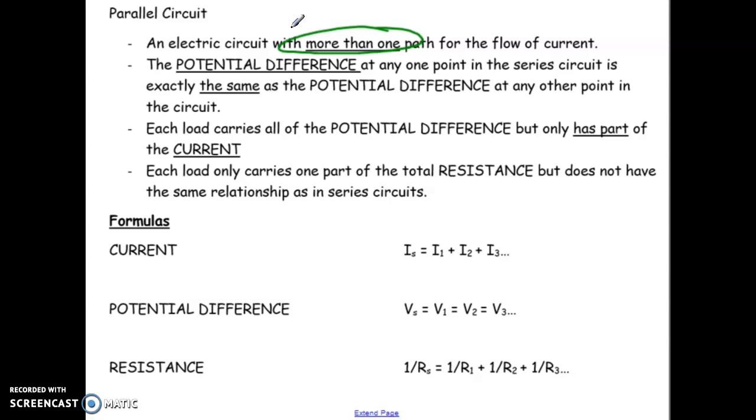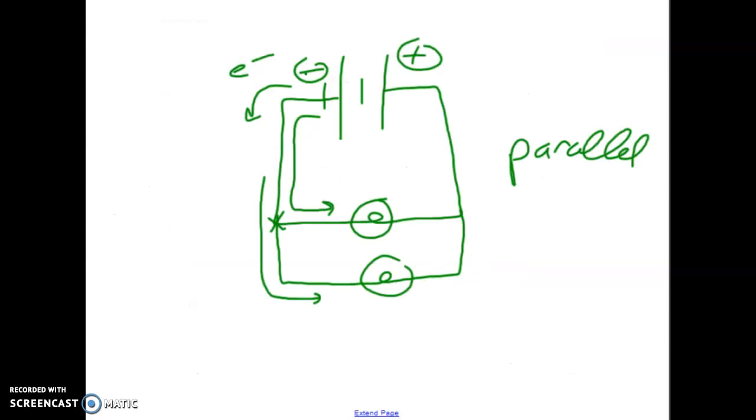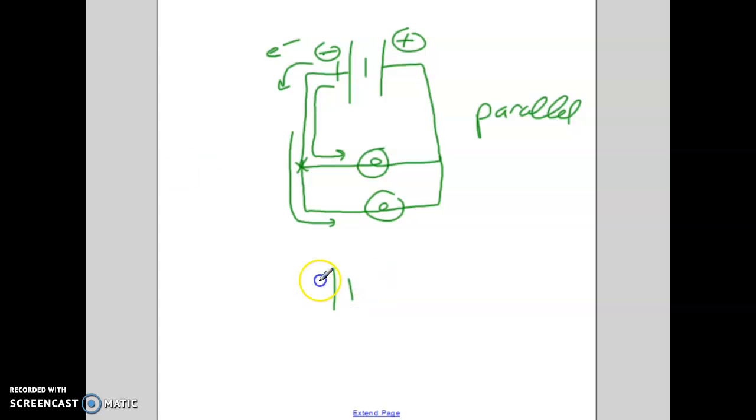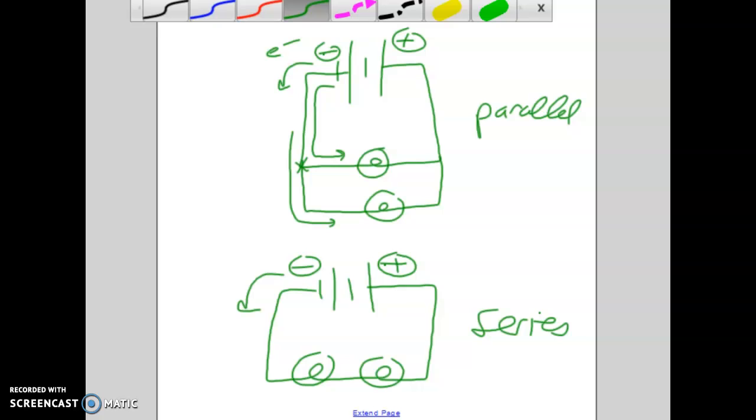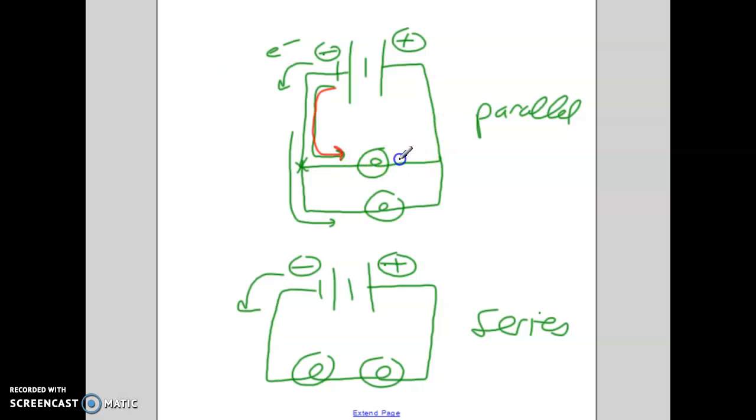So the relationships between current, potential difference, and resistance are going to be different because we have a different type of circuit here. Let's look at current first. Current is actually additive in this particular type of circuit. This should kind of make sense. Let's do an example, versus series. Remember that a series circuit has only one pathway. Let me draw this as a different pathway to show this.